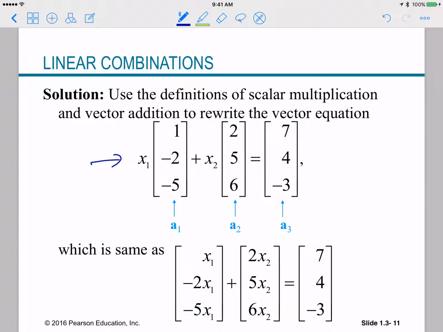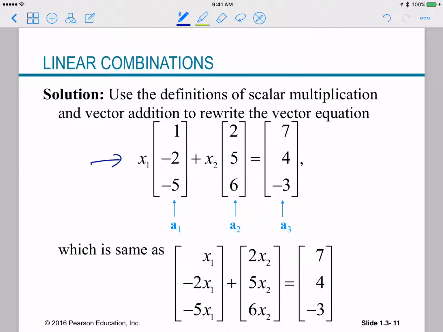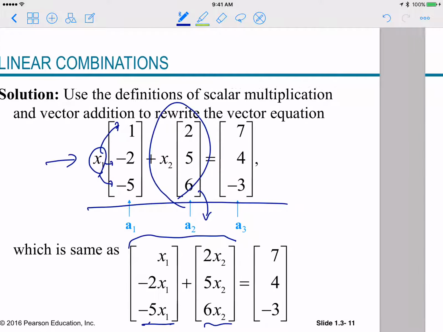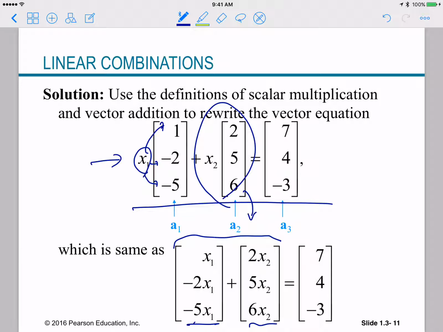So let's start from this vector equation. This is called a vector equation because it is an equation, with an equal sign, and it is composed of vectors. Then we can write it in this form by distributing x1 to each entry, and the second one will become this. And then we can just add these two vectors in this form. It's so simple, right? And now we have this equation.